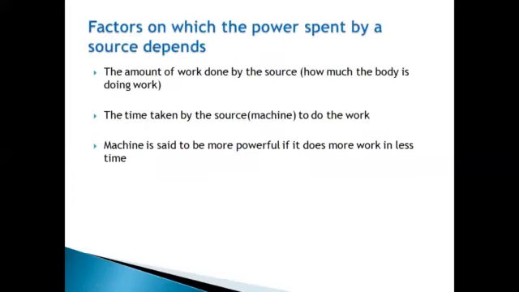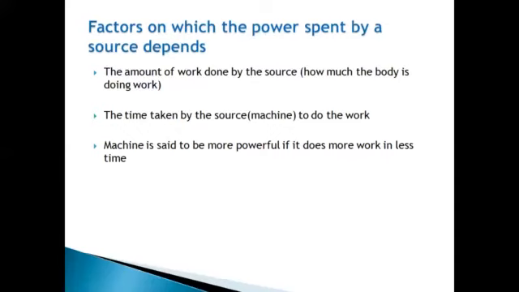Okay, students. So the next thing is the factors on which the power spent by a source depends. See here, there are some factors on which the power spent by a source or a machine depends. First one is the amount of work done by a source. See here, how much work is being done. The amount of work done by a source is nothing but how much the body or a machine is doing work in a given time. That is, it may be force, it may be displacement.